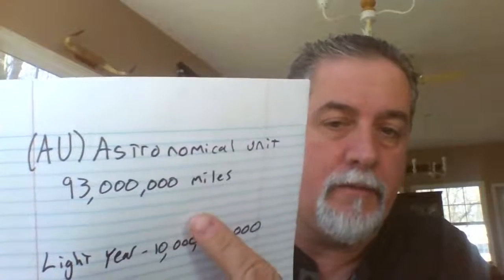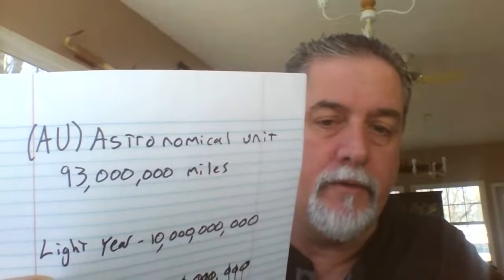Now an AU is, and I have that written up here, 93 million miles. It's only 6 zeros. It's a lot easier number to look at. So I'm going to give you an example, we're going to do one out on paper here. I got myself kind of a mess here.